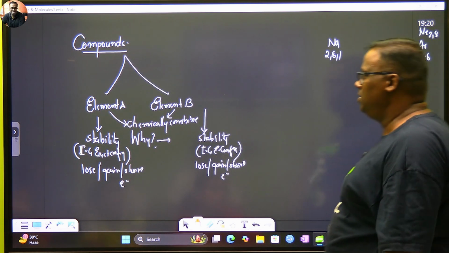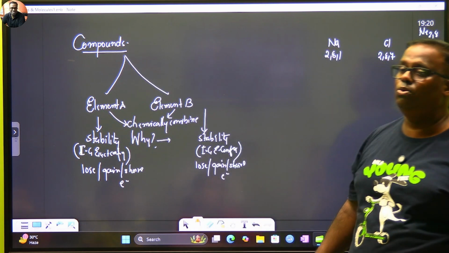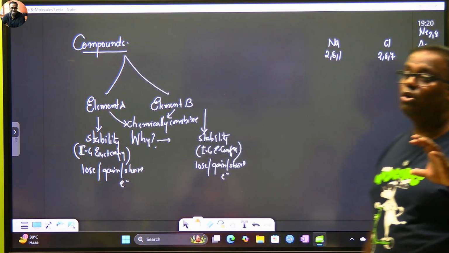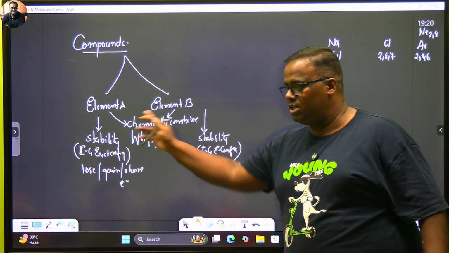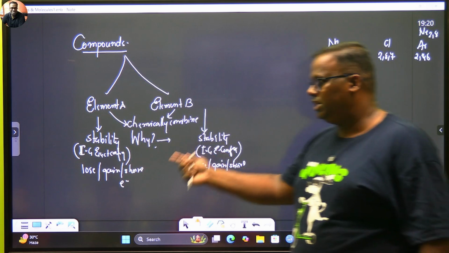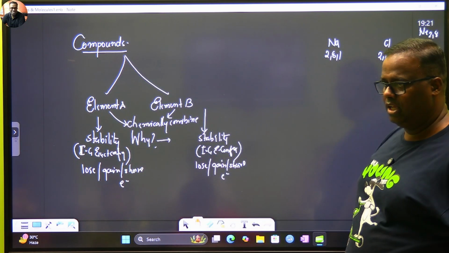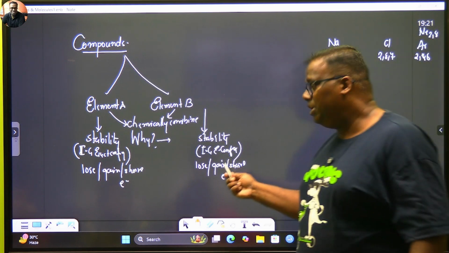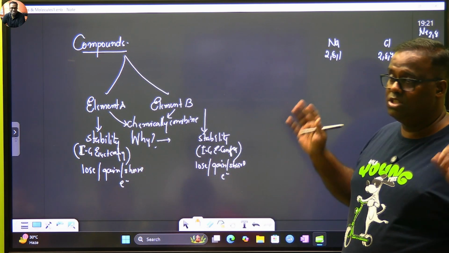Now the question is, why will I combine with you? I will combine with you only if we have common interest. Yes or no? This combination happens because both of them want stability. If both of them want stability, the stability can be achieved by losing, gaining, or sharing. Remember, nobody gains. If somebody loses, that is the gain. Electron will not be born separately.